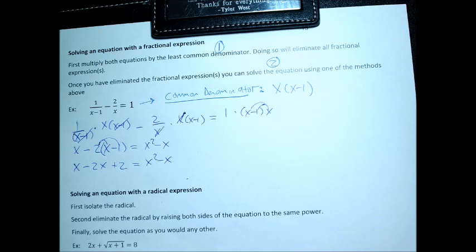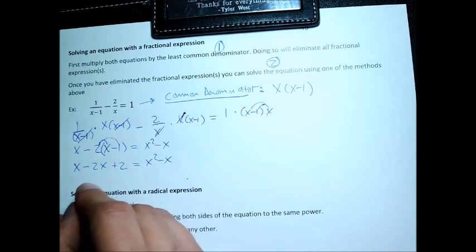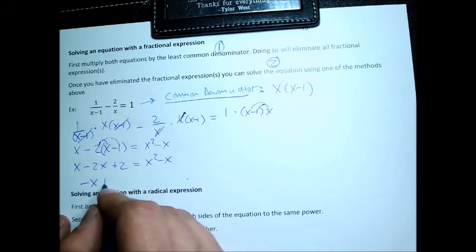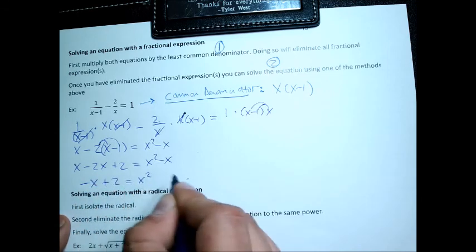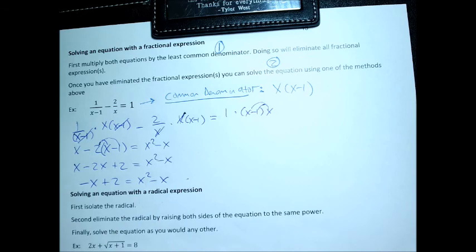Let's move everything over to one side. Oh, actually, we can combine the x's first. Let's combine this x and this minus 2x. So we'll get x minus 2x is minus x, plus 2 equals x squared minus x. And now we'll move everything over to one side.